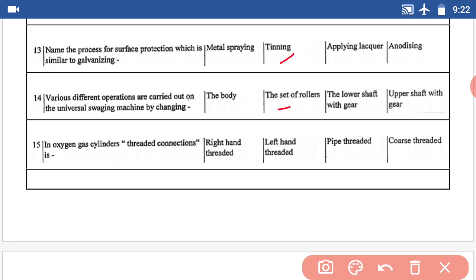Question number 15. In oxygen gas cylinders, the threaded connection is dash. The answer is option A, right hand thread. Question number 16.